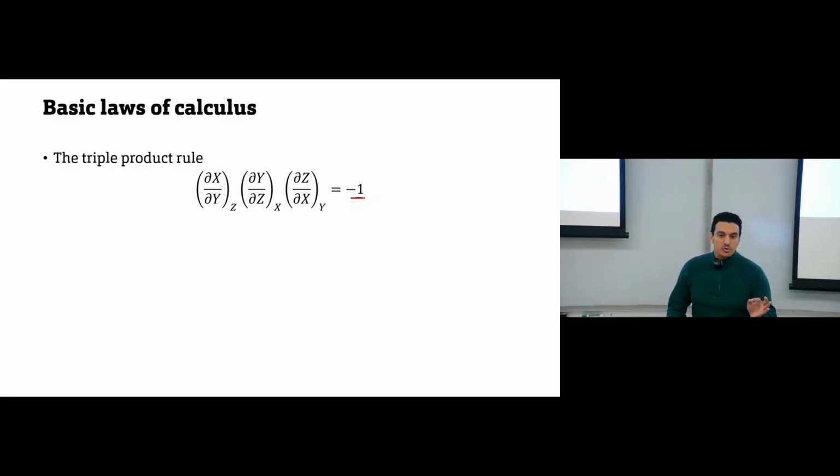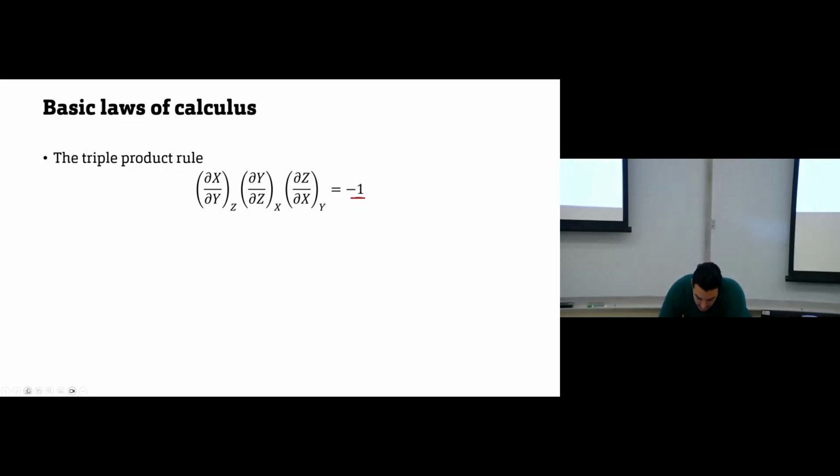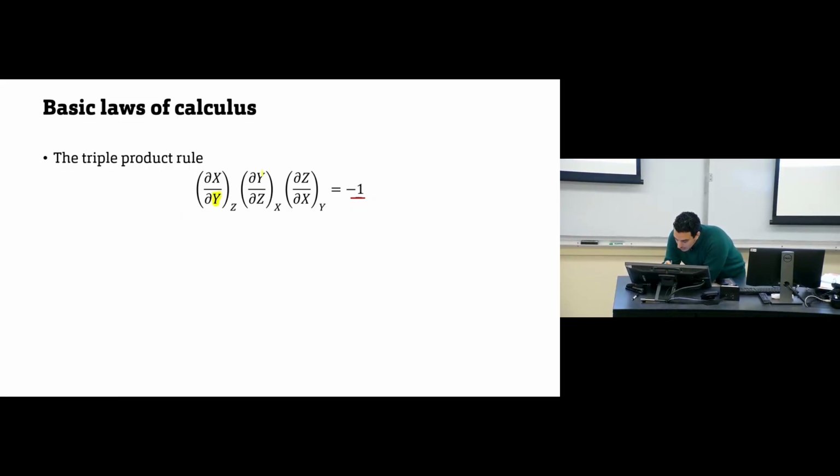And it's important to make sure of how you put the variables. So here you have y, and y will be the first in the second term. Here you have z, and here you will have z in the second one. And then here we have x, and x is repeated here. And then we have dx by dy, so this will be at constant z.